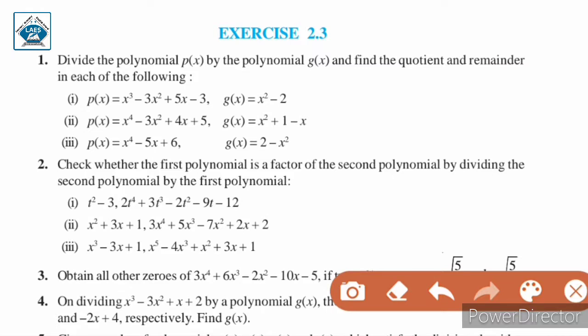Hello students, let us continue exercise 2.3 question number 2. Check whether the first polynomial is a factor of the second polynomial by dividing the second polynomial by the first polynomial. Here we have to check whether the first polynomial is a factor of the second polynomial. How? By dividing the second polynomial by the first polynomial. So let us see the solution.